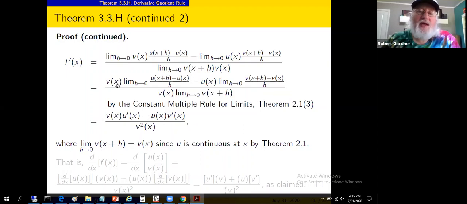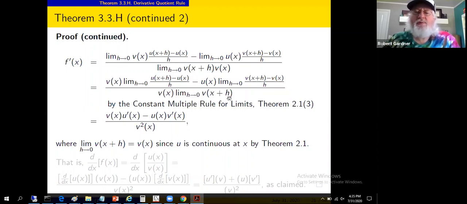So then we get V of X times U prime of X minus U of X times V prime of X. What happens in the denominator? I guess we also brought this V of X outside in the denominator. No H's, good to go. Oh, this one we got to leave inside the limit because it depends on H, and H changes, as it were.